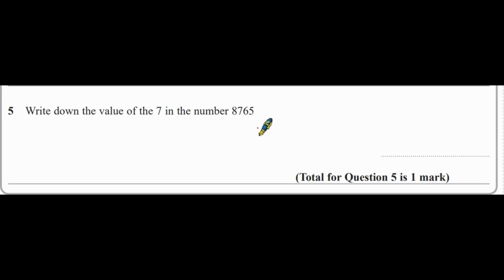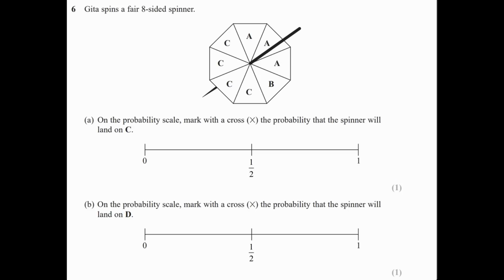Question number 5 is asking us to write down the value of the 7 in the number 8765. Well, if you internally say that number out loud to yourself, this number is 8,765. And therein lies your answer, 700. The other way, of course, is to look at the names of the columns. The first column is your units or your ones. The second column is your tens. The third column is hundreds and then thousands. So the 7 is in the hundreds column. 700.